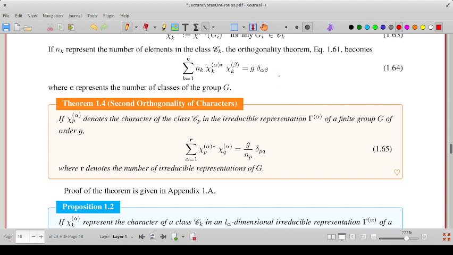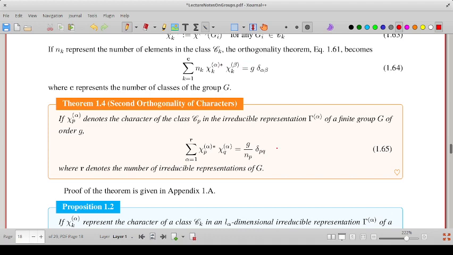The first one is that sum over k running from 1 to C, where C is the number of classes, of Nk chi k alpha star and chi k beta is equal to G delta alpha beta. And in this case, the summation is over different classes of the group, and we have two fixed irreducible representations, and we expect this equation corresponds to a case when gamma alpha and gamma beta are inequivalent irreducible representations if alpha and beta are different.